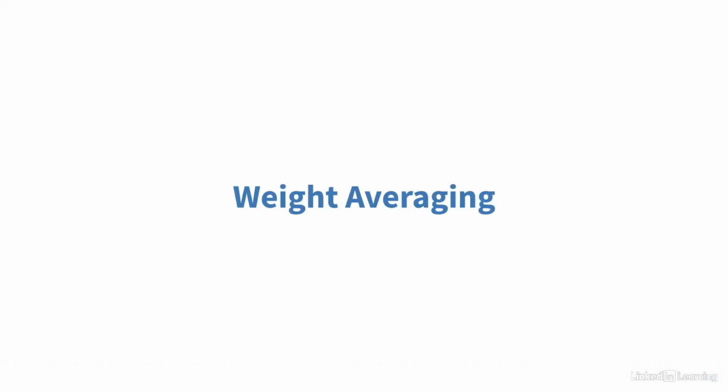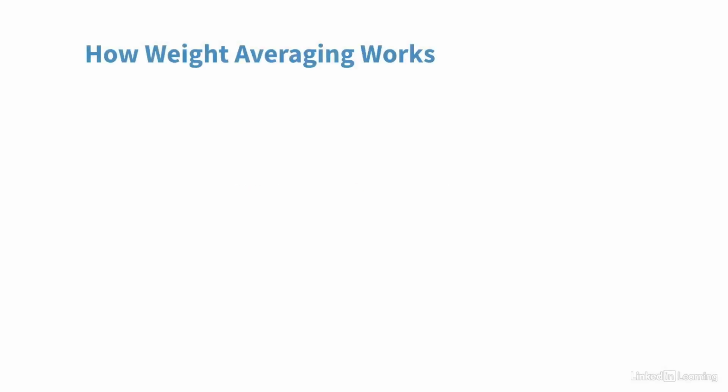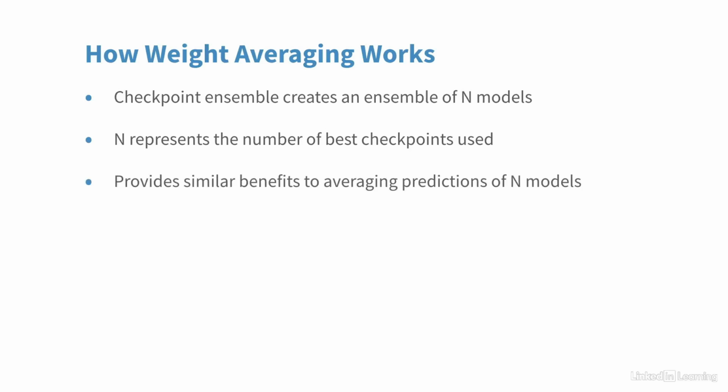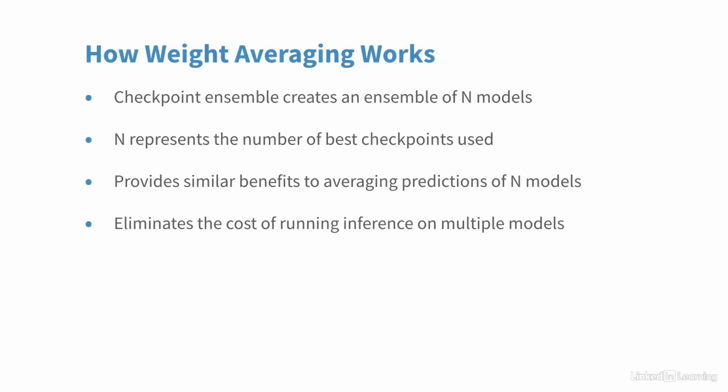Everyone loves a free boost in model accuracy, and that's precisely what weight averaging offers. It's a post-training technique that combines the best model weights from multiple training epochs and averages them into a single model. The idea behind weight averaging is to create a more robust model that's less sensitive to the specific weights learned at the final training step. By averaging the weights from different stages of training, the model can generalize better to unseen data. This effectively creates an ensemble of N models, where N represents the number of best checkpoints used. Although not identical to averaging the predictions of N models, this method provides similar benefits without the added cost of running inference on multiple models.